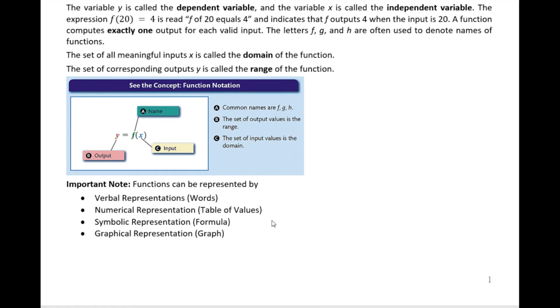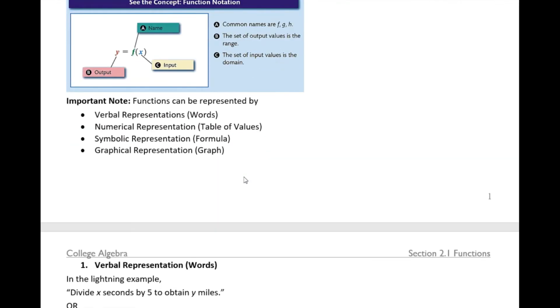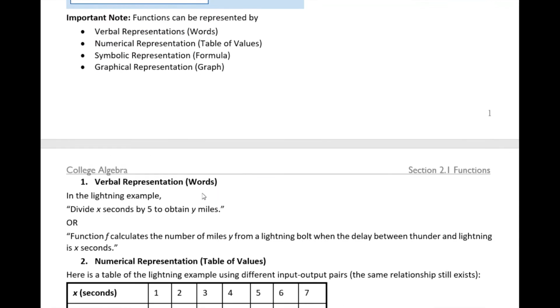Now, how many ways do we have to represent a function? We have 4 ways: verbal, numerical, symbolic, and graphical. I put all of them on the next page according to this model. How do we write it verbally? We just say divide x seconds by 5 to obtain y miles. In order to obtain the output, you divide the input by 5. That's how you explain it in words.